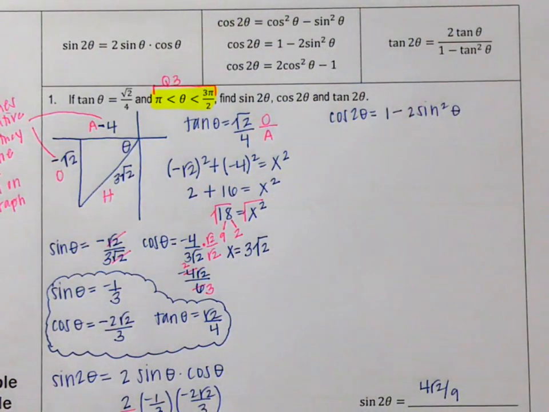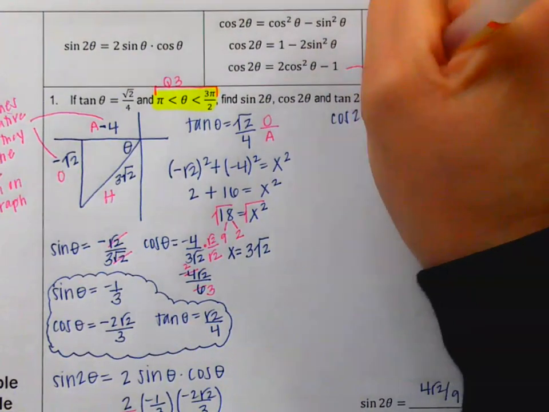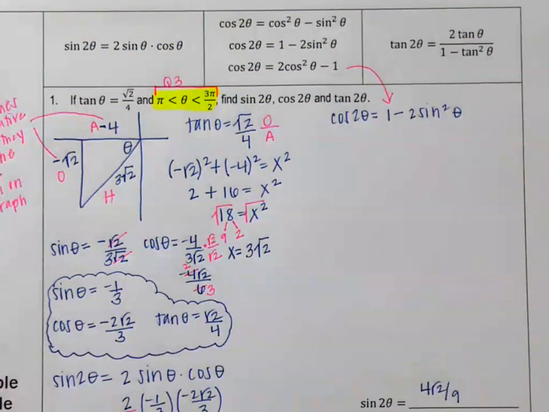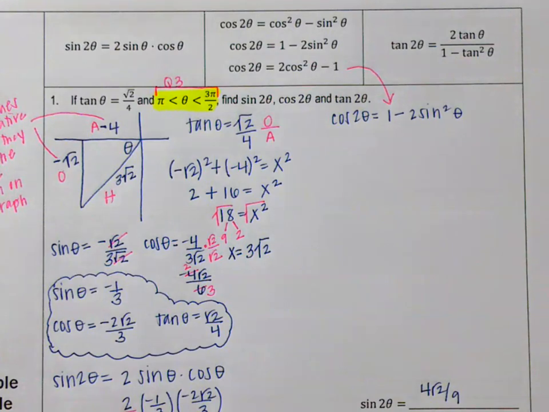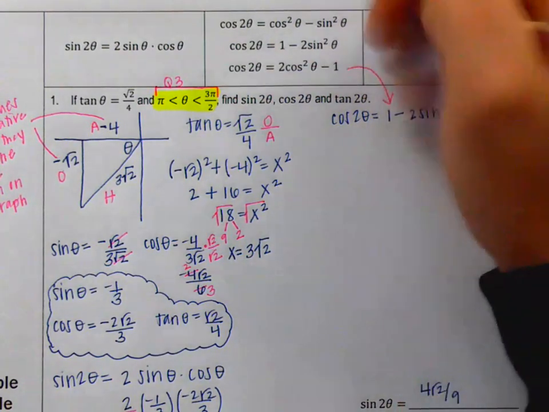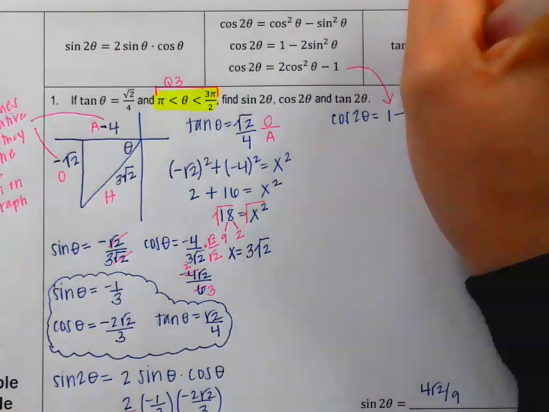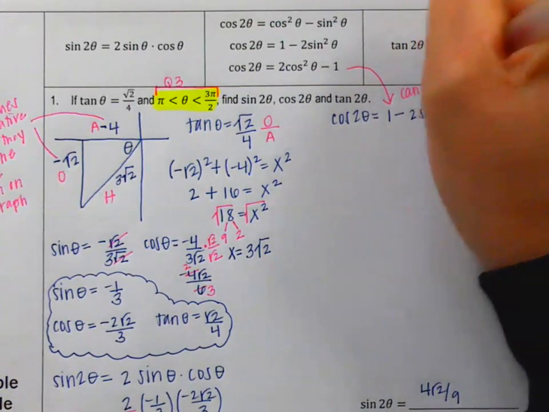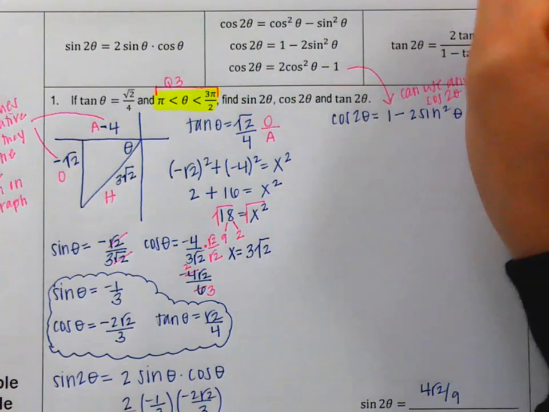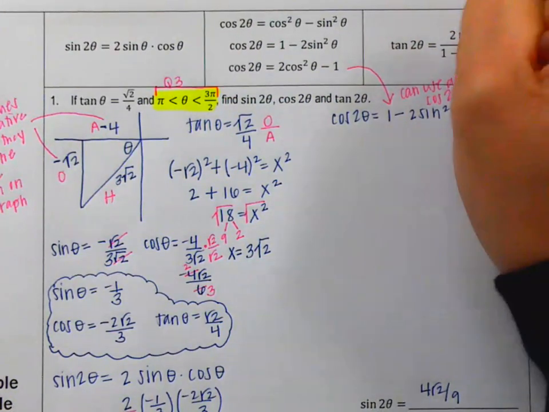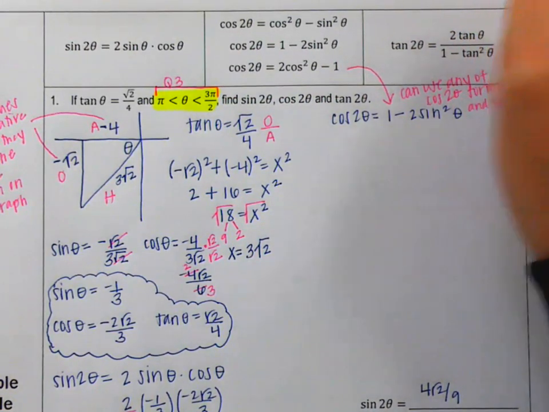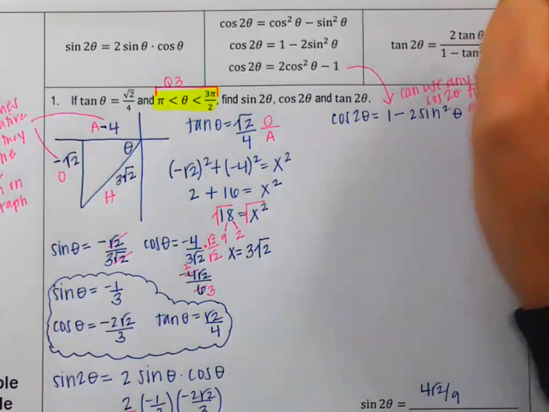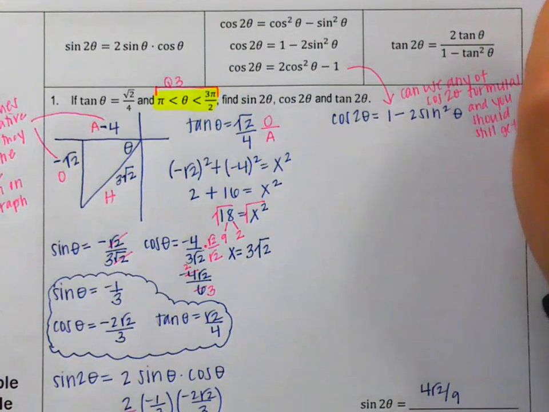Again, you don't have to use that one. You can really use any of the cosine 2 theta formulas and you should be able to get the same answer. It's a great way to check your work.